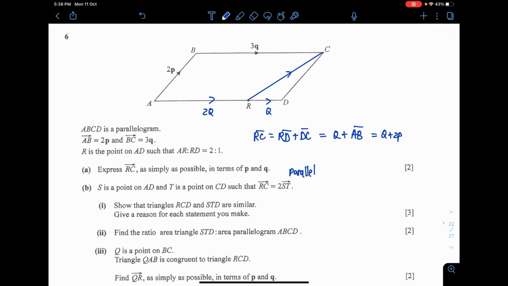Show that the triangles RCD and STD are similar. How do we actually locate it now? I'm going to put a red color for this point S and point T. Point S and point T is a line. If you connect them, line ST, vector ST, ST is technically half of RC, because they say that RC is double of ST. So if I imagine the location, it should be somewhere around here. I'll say that this point here is S, and that point here is T.